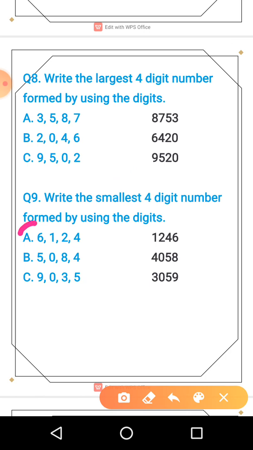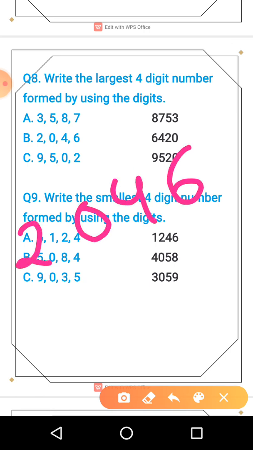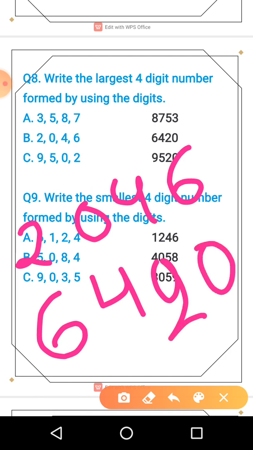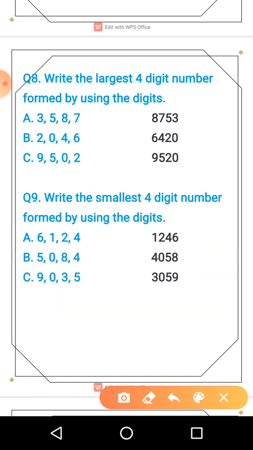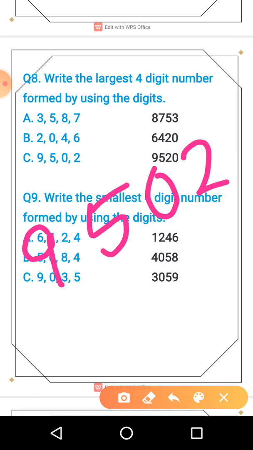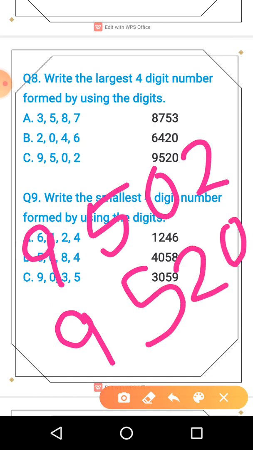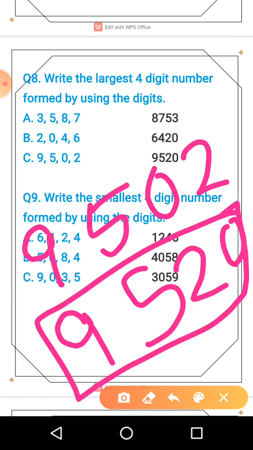Next is, the digits are 2046, and if we arrange all these digits in descending order, then we have our number, that is 6420. Okay, the next and the very last is 9502. The number will be 9520. 0 is the smallest one and 9 is the largest one.